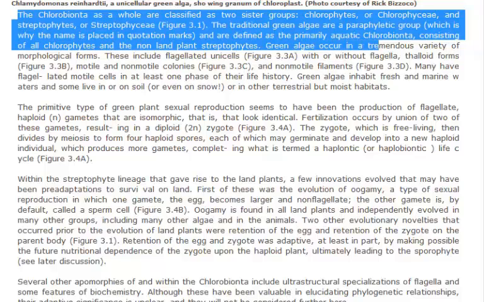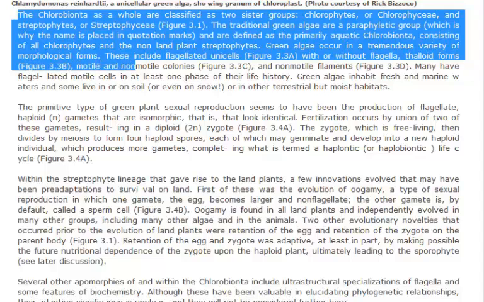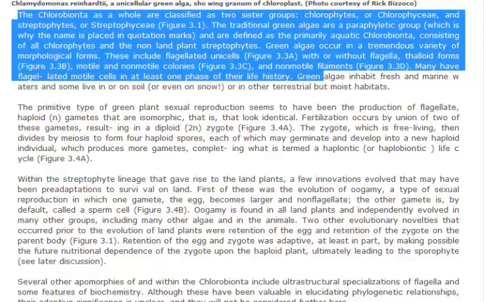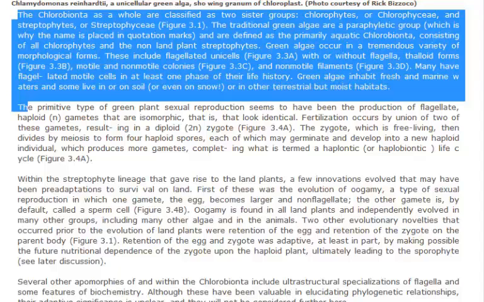Green algae occur in a tremendous variety of morphological forms. These include flagellated unicells, with or without flagella, thalloid forms, motile and non-motile colonies, and non-motile filaments. Many have flagellated motile cells in at least one phase of their life history. Green algae inhabit fresh and marine waters, and some live in soil or other terrestrial but moist habitats.